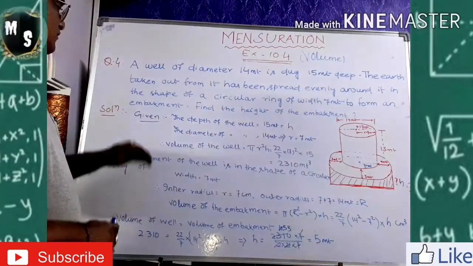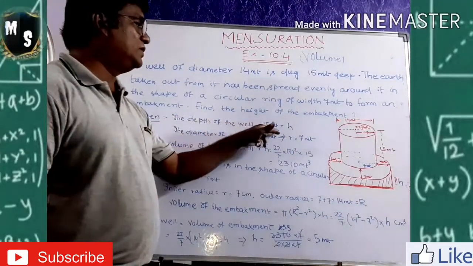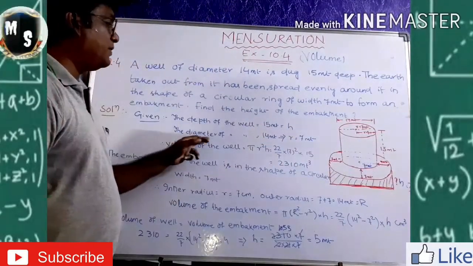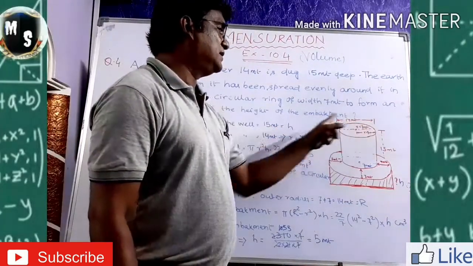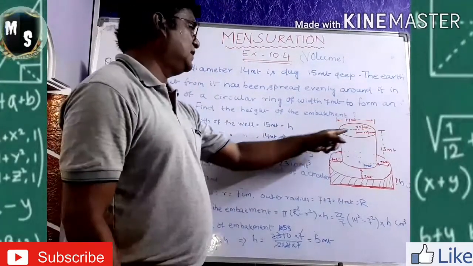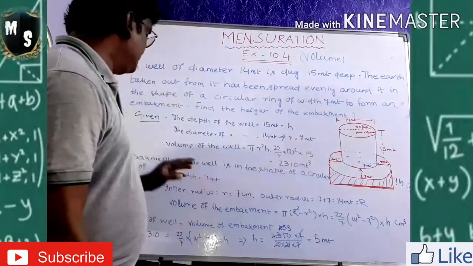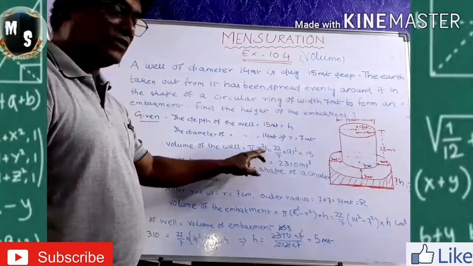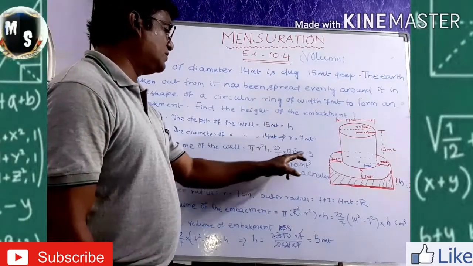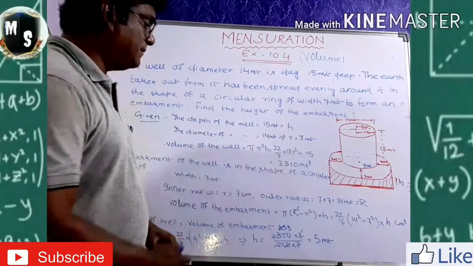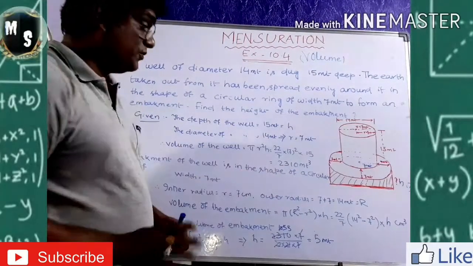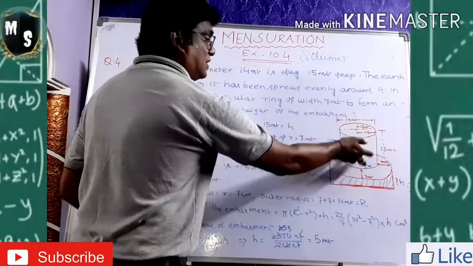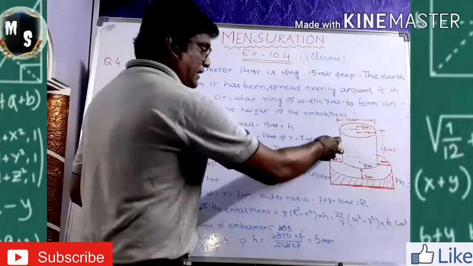So what is written? The first given is the depth of the well. What is the depth? 15 meter, that is deep. h equal to 15 meter. And what is the diameter of the well? This is the diameter, that is 14 meter. So what is the radius? The radius will be 7 meter. I wrote it. Then what is the volume of the well, that you are digging out? That is pi r square h. Formula: pi 22/7 into r square into h. After calculation it came to 2310 cubic meter.